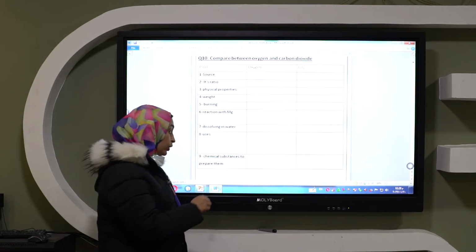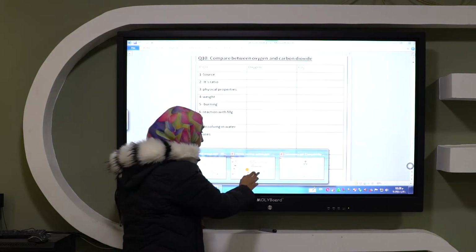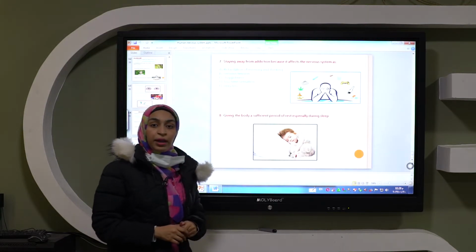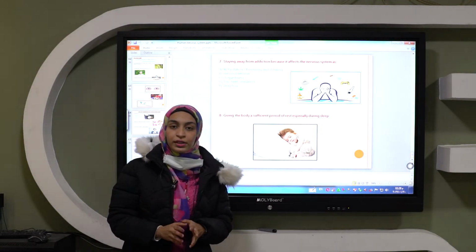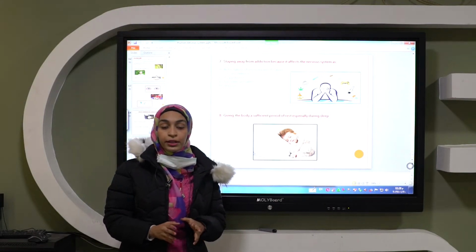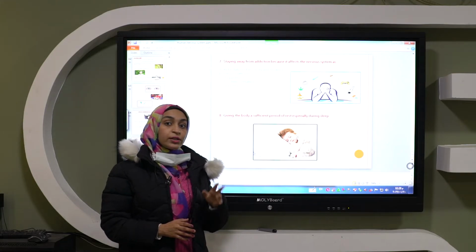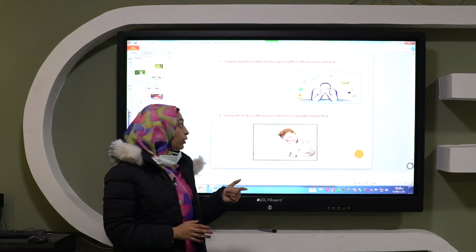What about the last unit? Let's see. The nervous system, and the most important part in the nervous system, the nerve cell, which is the building unit of it. It consists of cell body and axon.